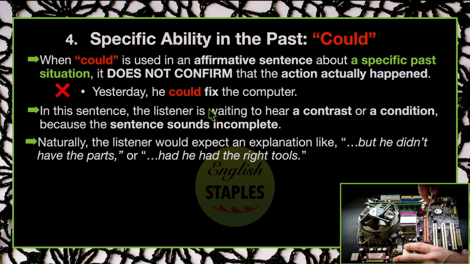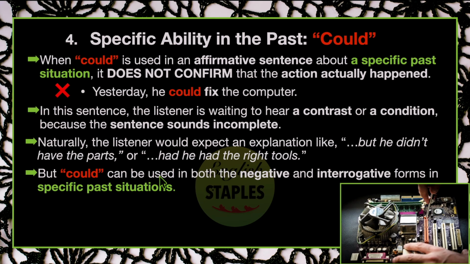Or we could have, yesterday, he could fix the computer had he had the right tools. So that's like a condition. Had he had the right tools, or if he had the right tools. So this is what the listener would expect to hear, some additional information. It just wouldn't work at just yesterday he could fix the computer. Why didn't he fix it? That's like a natural thing to ask. So, in the affirmative, it does not work, it's incomplete.